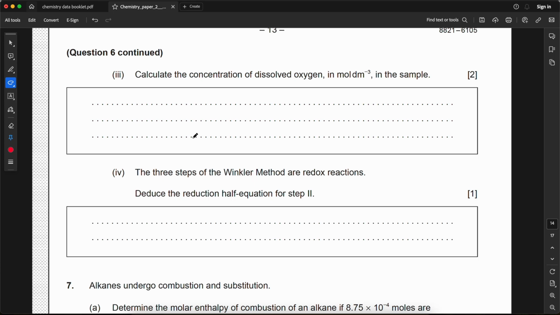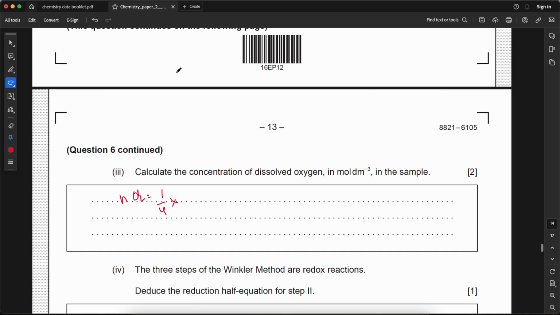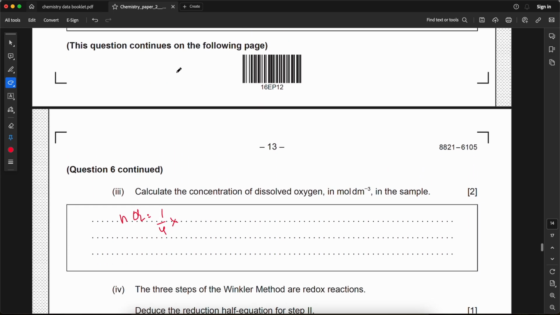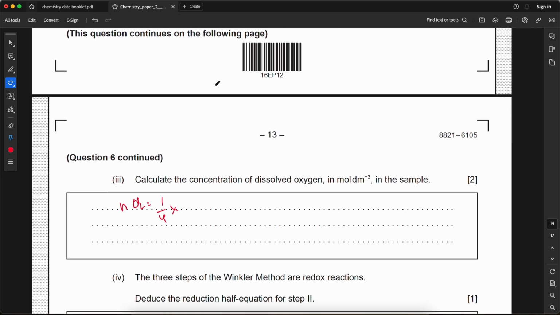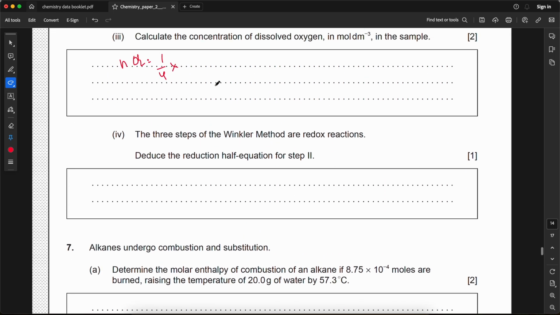Calculate the concentration of dissolved oxygen in mole per decimeter cube in the sample. As you know, the ratio is 1/4. So n of oxygen will be 1/4 times moles of sodium thiosulfate, which is 1.875 times 10 to the power negative 5. So 1/4 of 1.875 times 10 to the power negative 5, you get here 4.668 times 10 to the power negative 6.